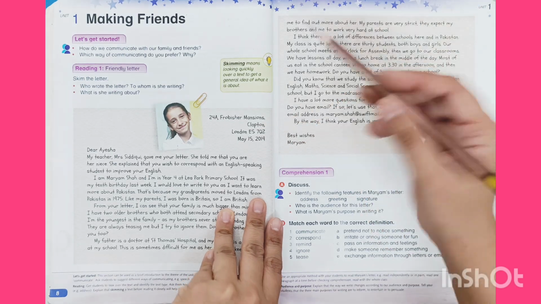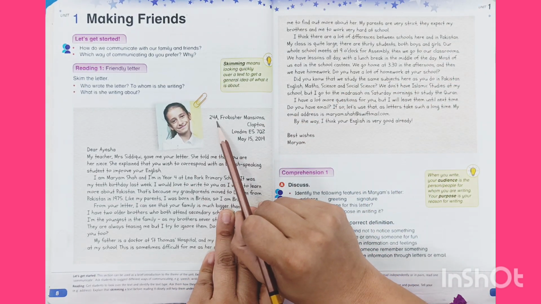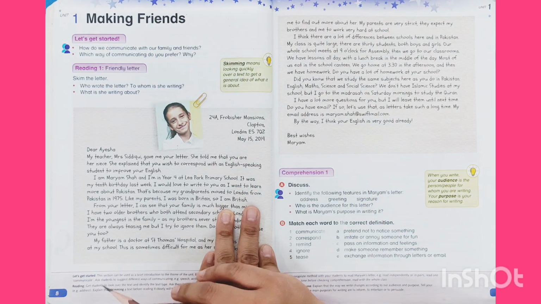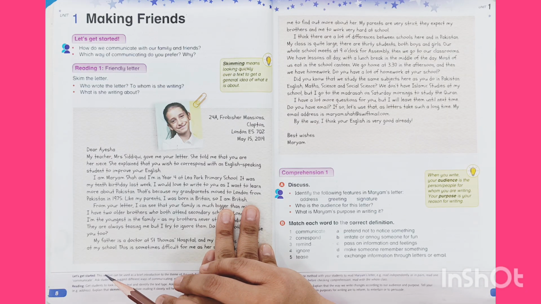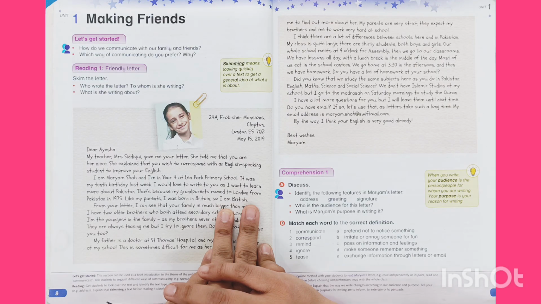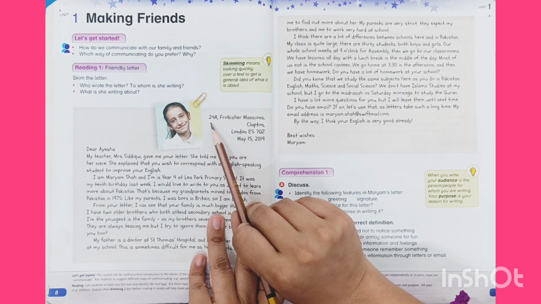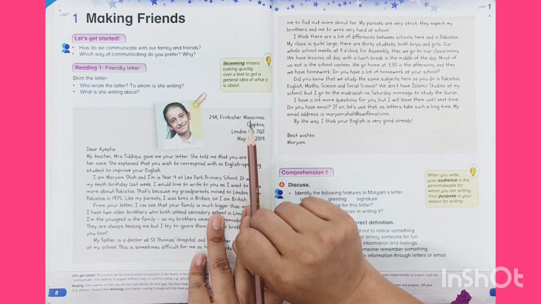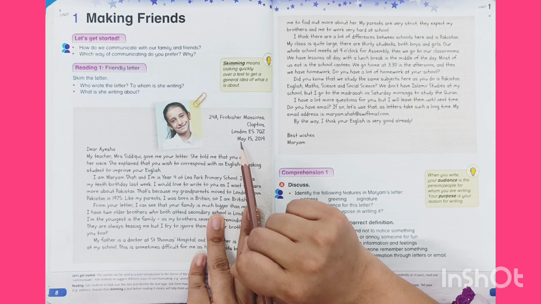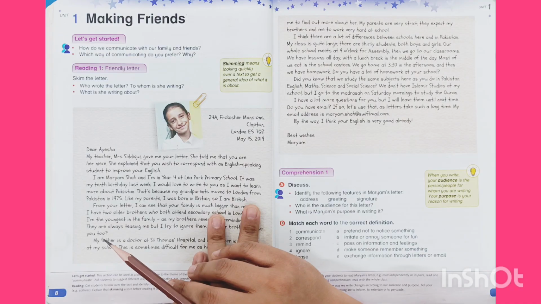Let us start reading the letter. 24A. This is the address, which is very important to write before we start writing our letter to anyone, so that the letter is delivered to the right address. 24A Frobisher Mentions, Clapton, London E5 7QZ, May 15, 2019.